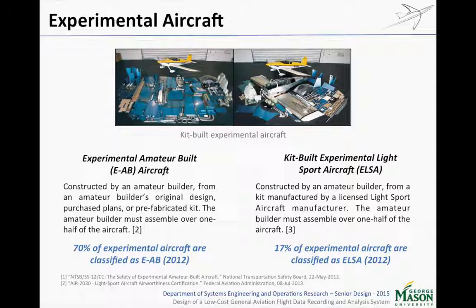These aircraft are generally built by amateur builders in their garages, just guys sharing a love for aviation. Two subcategories of this primary aircraft category are the experimental amateur built and the experimental light sport aircraft. Combined, these two subcategories make up 87% of the experimental aircraft market. In order to be classified as one of these two subcategories, they have to be 51% built by the amateur builder, and they can be built from a prefabricated kit, original design, or purchased plans.